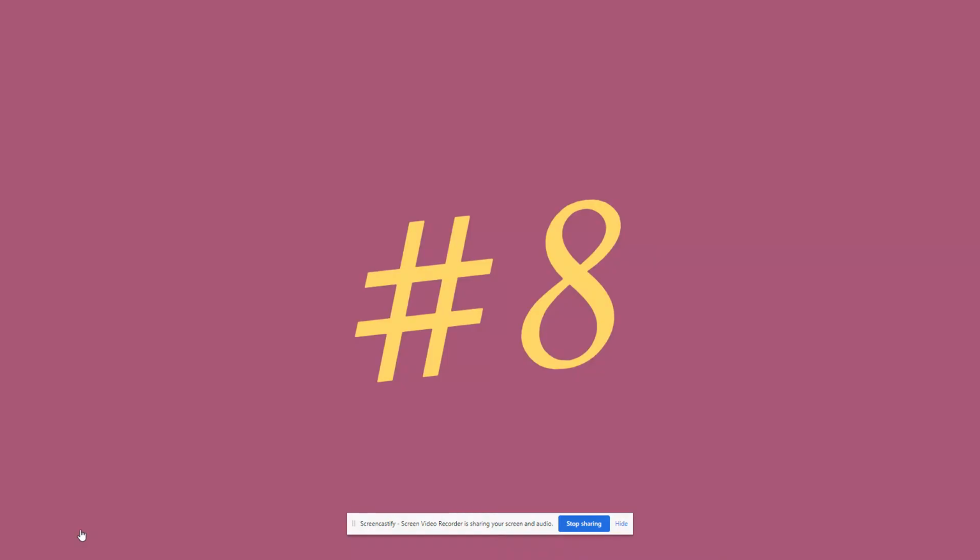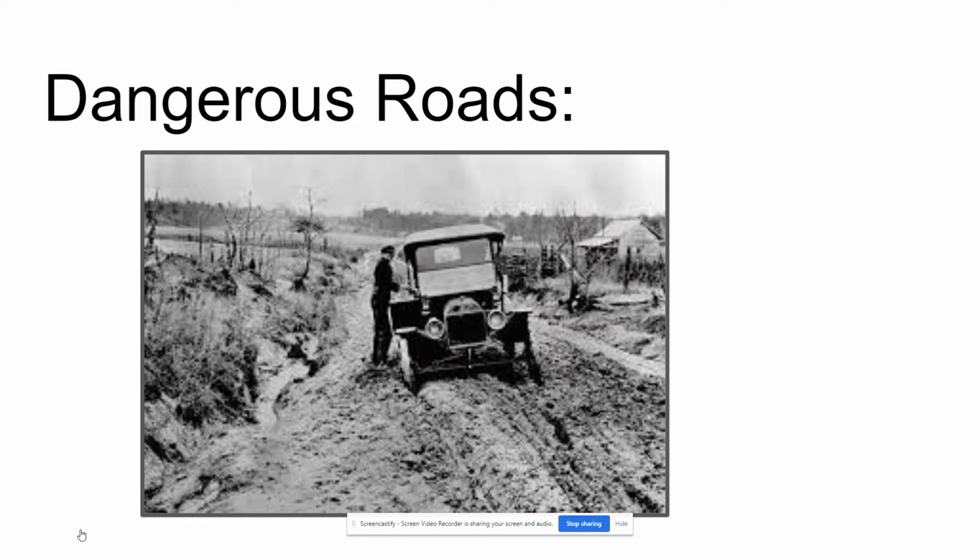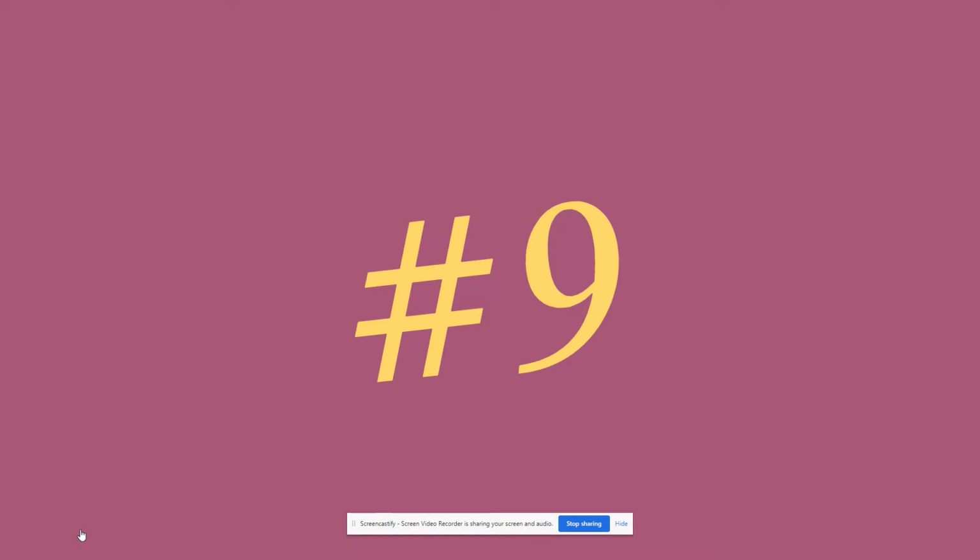Number 8 reason why the temperance movement hated alcohol. This was only towards the end when cars were starting to get going. Drunk driving started to occur. And obviously, when you drunk drive, you not only can hurt yourself, but hurt others. And that became a thing.